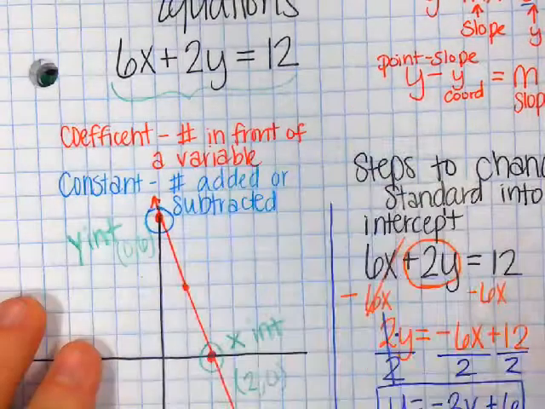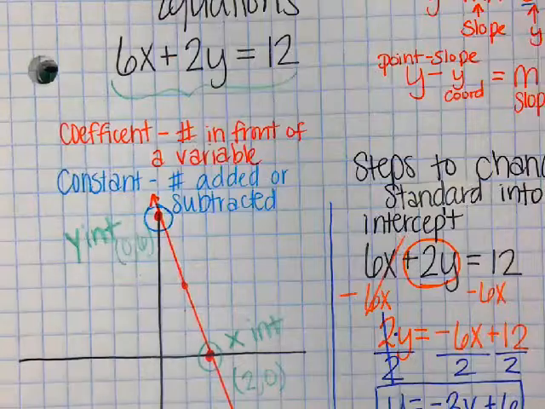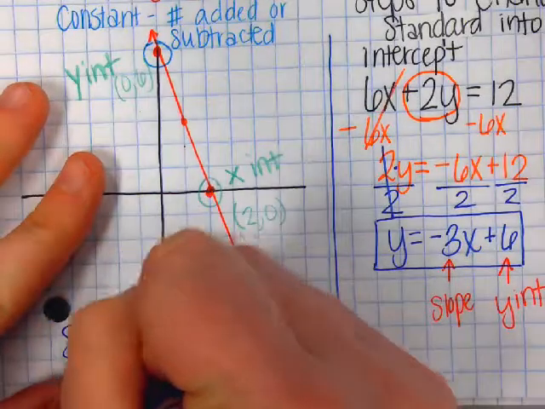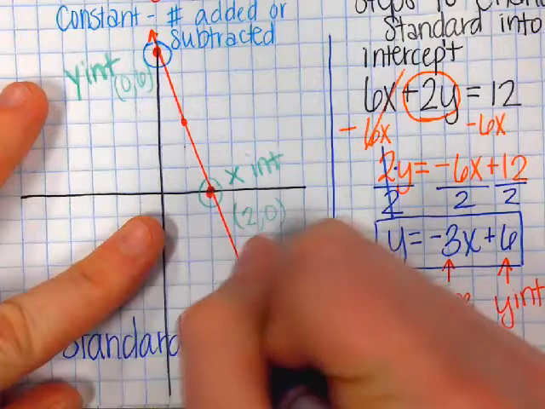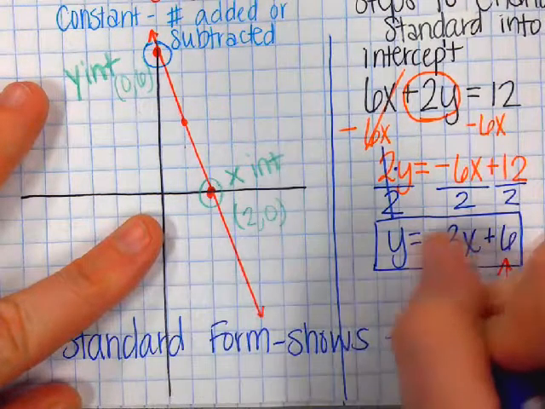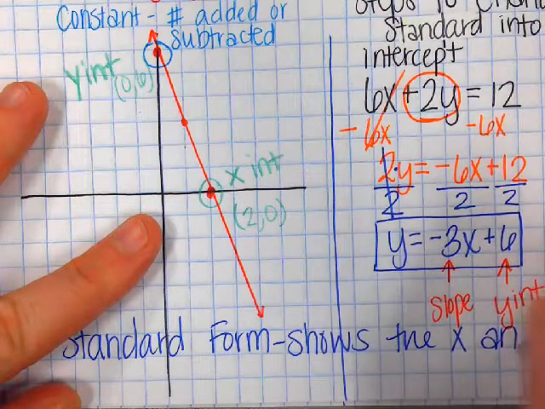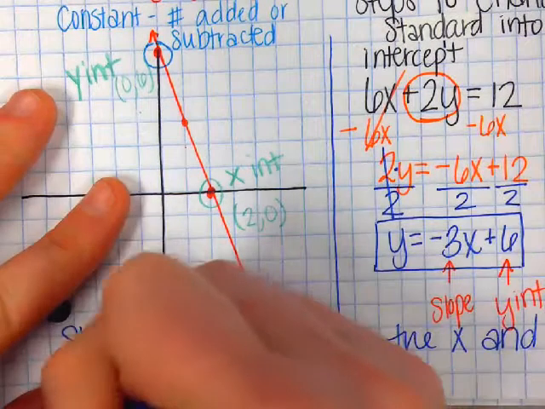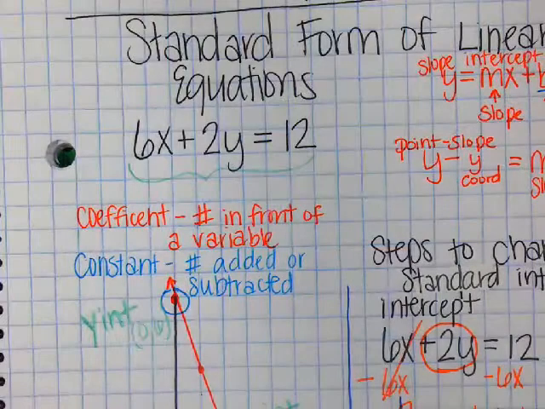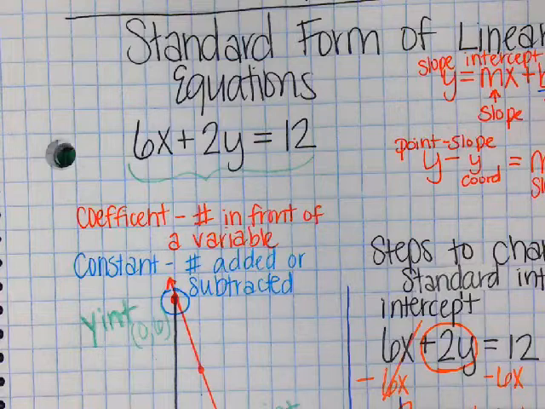There is a way to just look at this equation and know your x and y intercepts. So the reason we use standard form, and you can just write this at the bottom, I know I'm out of room: standard form shows the x and y intercepts. Now, it's not as easy as just looking at it and saying what it is. So I'm going to turn my paper over to show you.